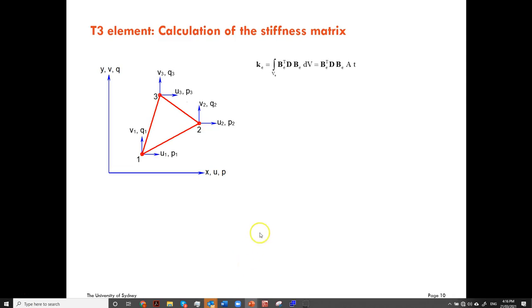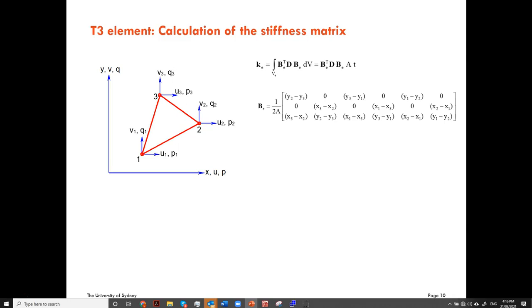The stiffness matrix is going to be calculated like this, but the B matrix is constant. The B matrix is constant, and we assume that D, the stress-strain relation, is constant. So this integral is very easy to do because everything is constant, so it's just the integral over the volume. That is going to be the area multiplied by the thickness of the element.